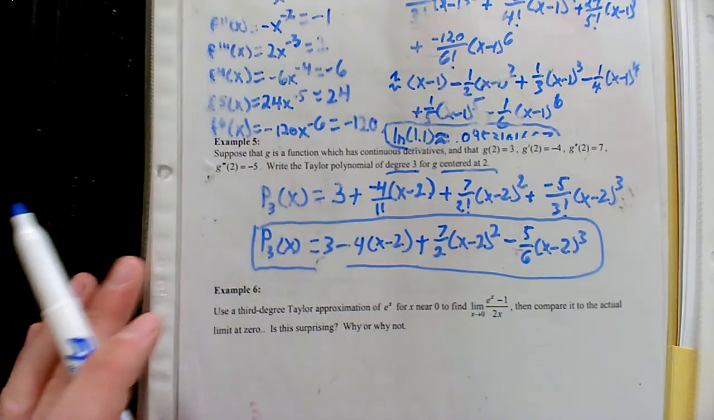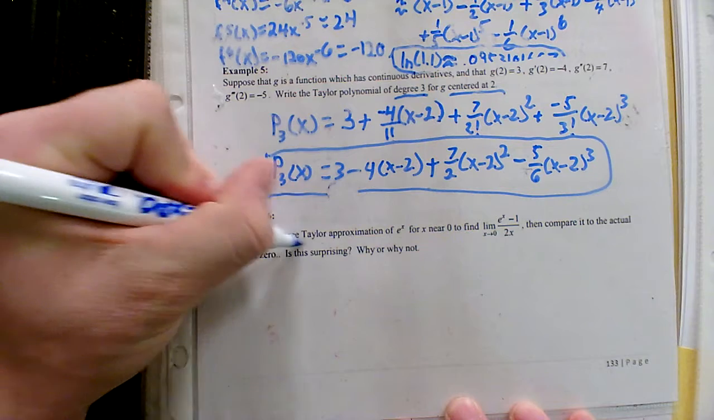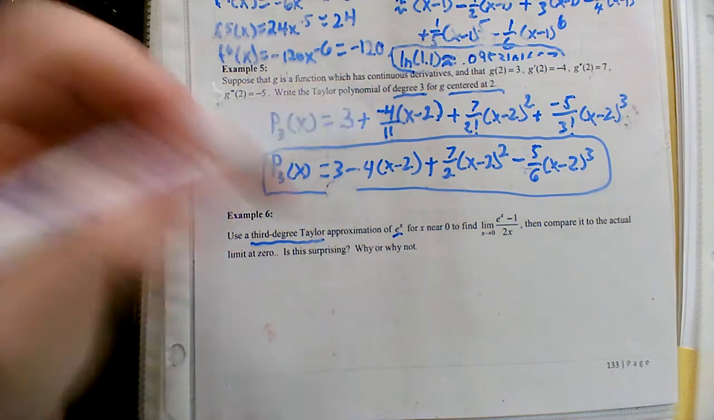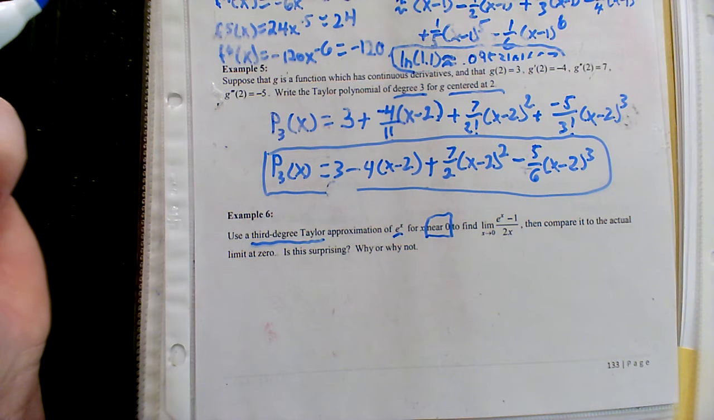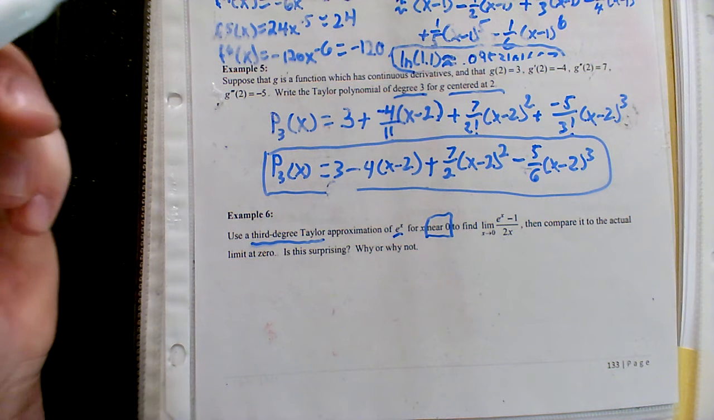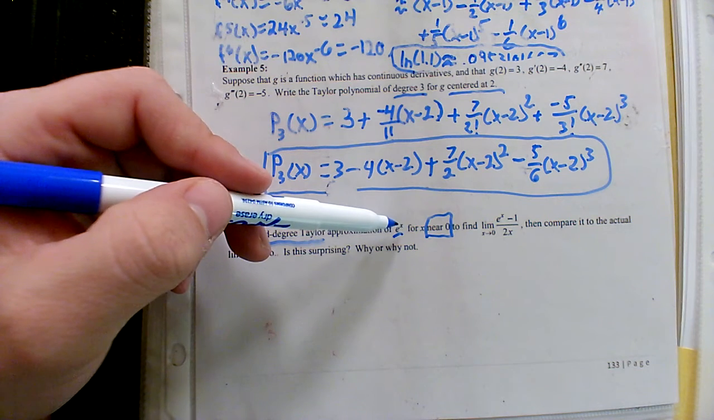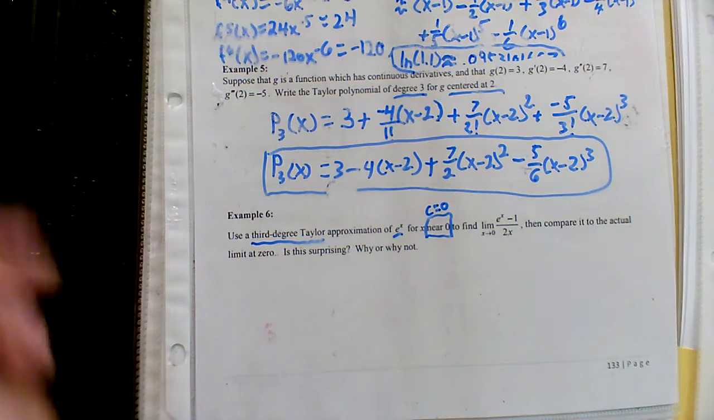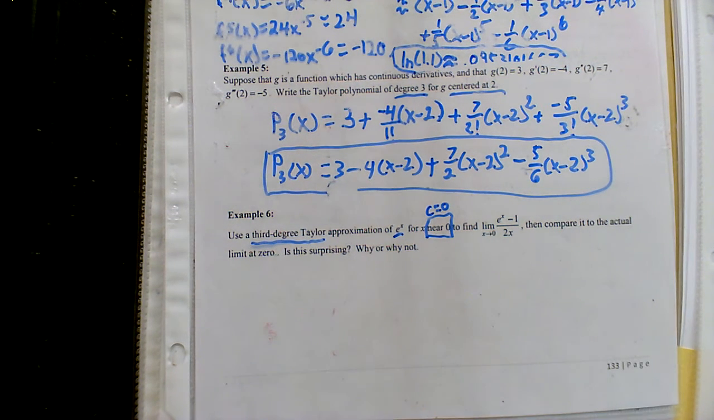Alright, let's take a look at example 6. Use a third degree Taylor polynomial or approximation of e to the x for x near 0. So if they're saying near 0, what do you think that means? They want the approximation. Well, it says near 0. If you evaluate e to the 0, what do you get? That's a nice value. So they're really telling you here that they want the center to be 0. They say near 0, but if you actually plug in 0, it's a nice value. So they want it centered at 0.